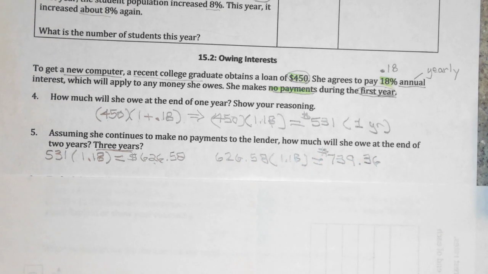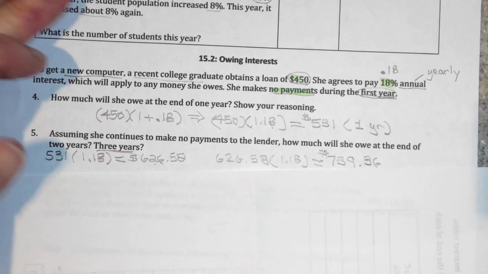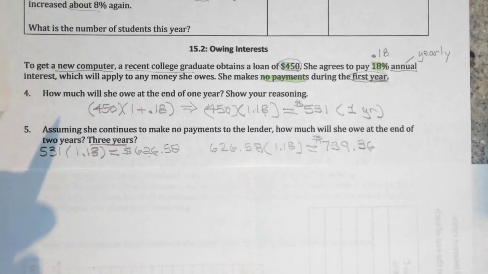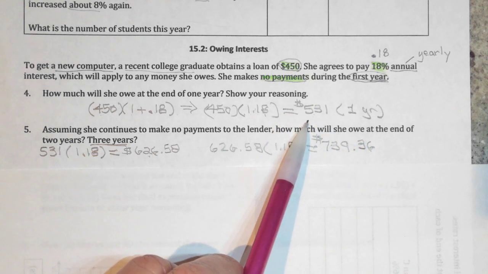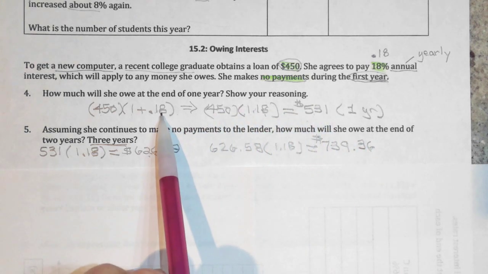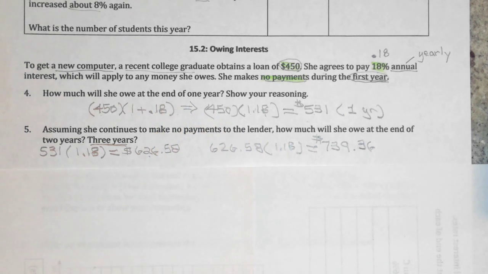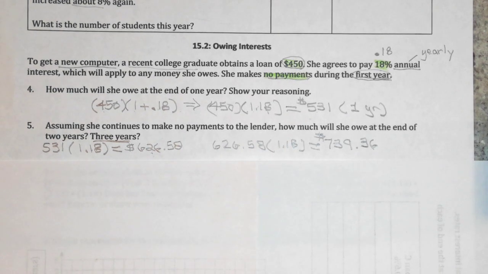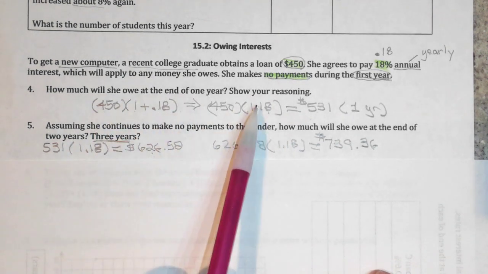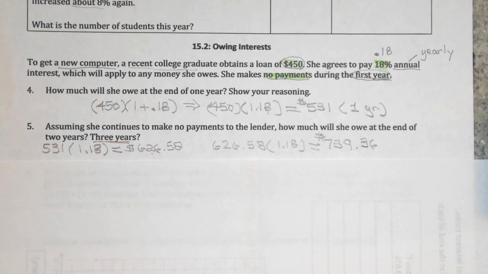So let's just look at this. She started with $450, at the end of the year, $531. How do we get there? We took 100% plus 18%. Why 100%? Because she didn't make any payments in that first year. So you got to count the year with the 18%. Okay, and we did the same thing here and here. We just kept adding. 1 year, of course it got bigger because she's never paid any money off.